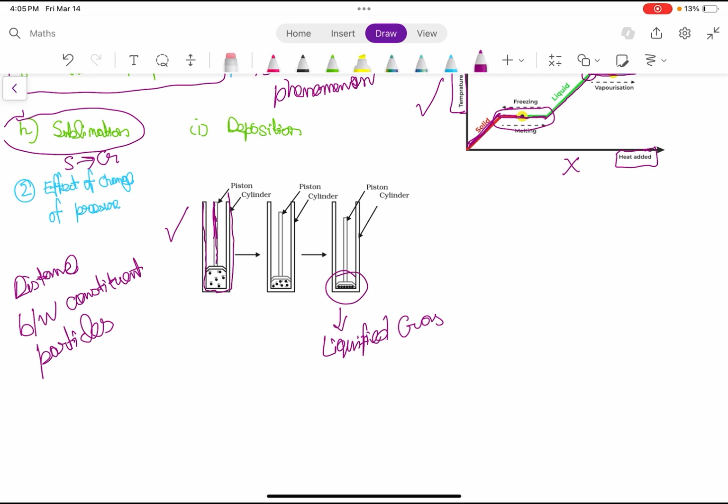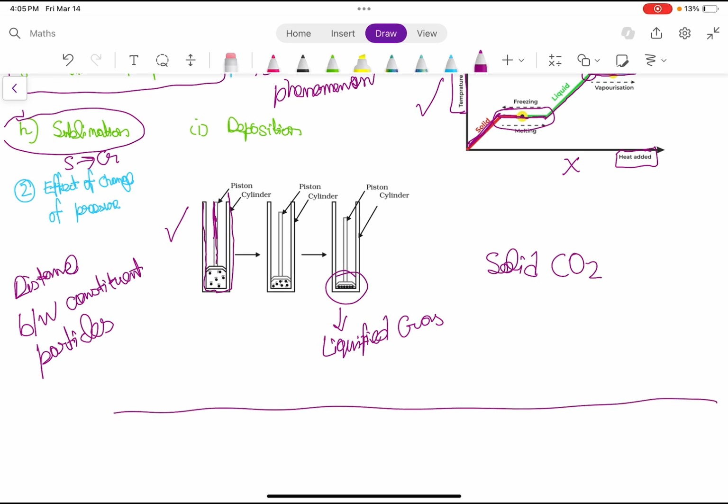Solid CO2, carbon dioxide, is also called dry ice. Dry ice is stored under high pressure as it converts to the gaseous state on decrease of pressure without coming to the liquid state.